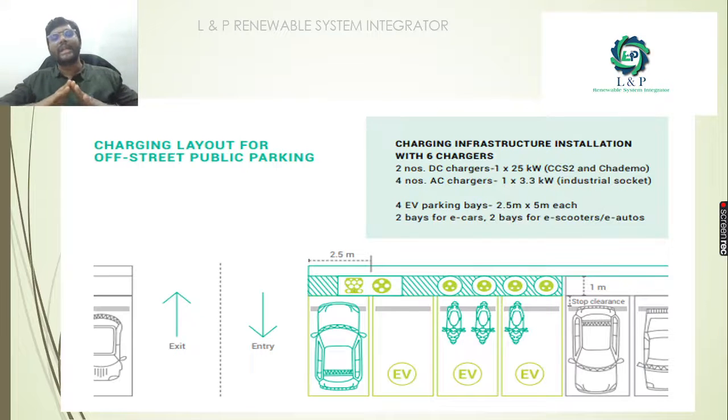When we create off-street public parking, we need to install around 6 chargers. Two can be DC chargers with a capacity of 25 kilowatt, and 4 should be AC chargers with a capacity of 3.3 kilowatt. It can be an industrial socket, and we need a 4 kilowatt parking bay. It needs an area of 2.5 meters by 5 meters. In 2 bays we need a provision for electric cars, and in the other 2 bays we need a provision for parking electric scooters or autos.